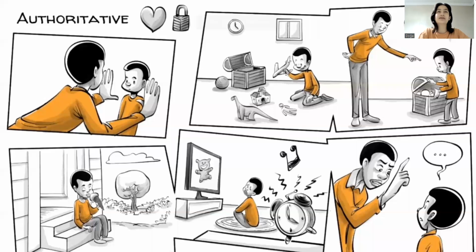Next, we have authoritative parents. Authoritative parents are loving, but they're also controlling. This guy's playing with his toys, and let's say 30 minutes later, his parents are telling him to tidy his toys himself, and this also shows the independence, which is the key for these types of parents. And he can eat ice cream, but let's say only on some special days. And he can watch TV, but for like 1 hour. If he thinks that something is wrong, he discusses it in a respectful way with his parents.